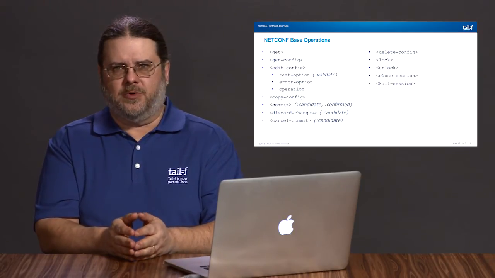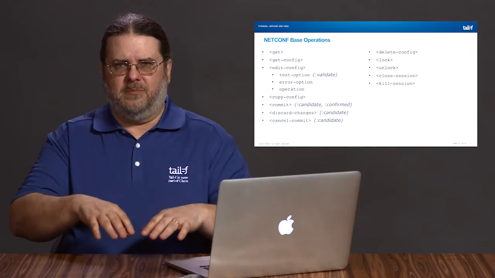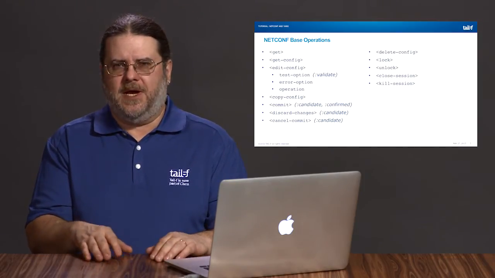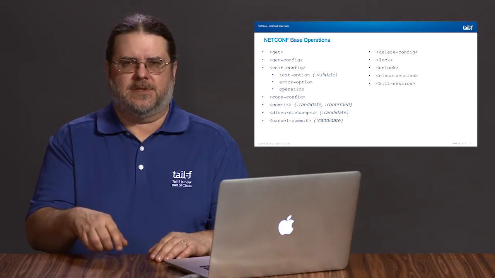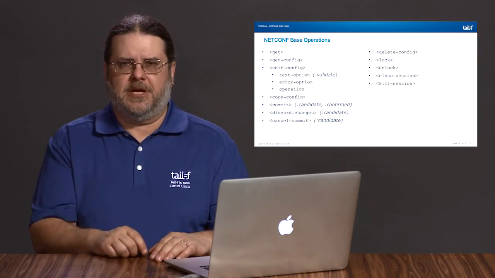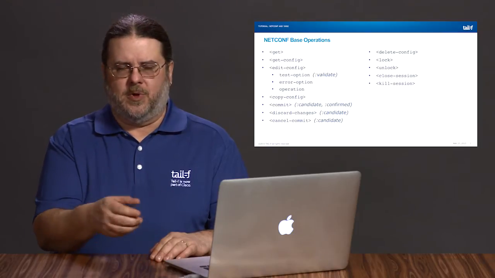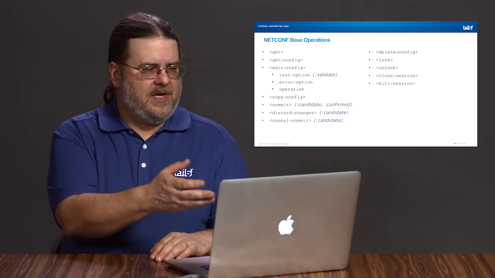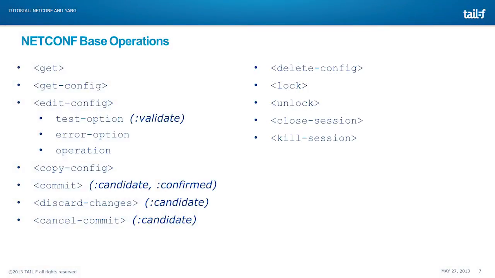The NETCONF protocol has a set of base operations that must be present. Then past that, we'll see there are sets of optional or extension capabilities or operations which may be present, but these base operations we see on this slide must always be there. GetConfig, EditConfig, CopyConfig, commit, discard changes, cancel commit, etc.